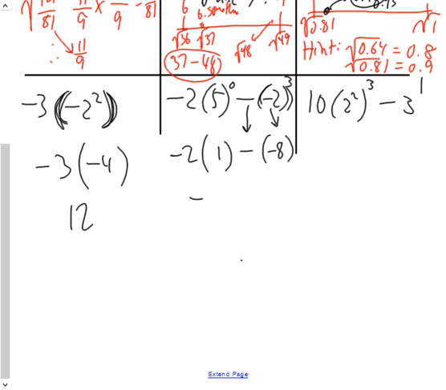-2 times 1 is -2. I have this next. Now all I have is a subtraction, which is going to be keep, flip, change. -2 and 8 gives me a +6 as a solution.